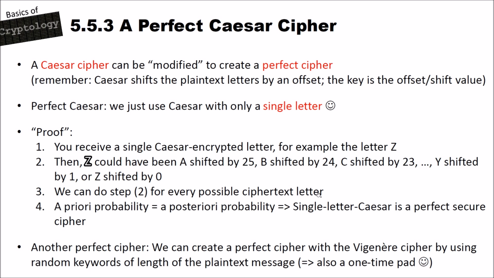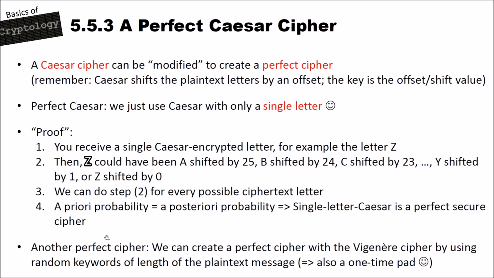So regardless if we receive an A and B and C or a Z, we don't know what was the original plaintext letter. And the problem is that the a priori probability equals the a posteriori probability. So that means that the single letter Caesar is a perfect secure cipher. The problem is, of course, you have to stick to a Caesar only with a single letter. When you use more than a single letter, then of course you can apply frequency analysis and so on, and you can decrypt. But a single letter Caesar is a perfect cipher.